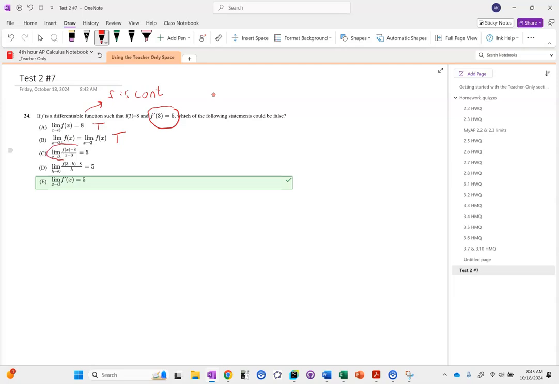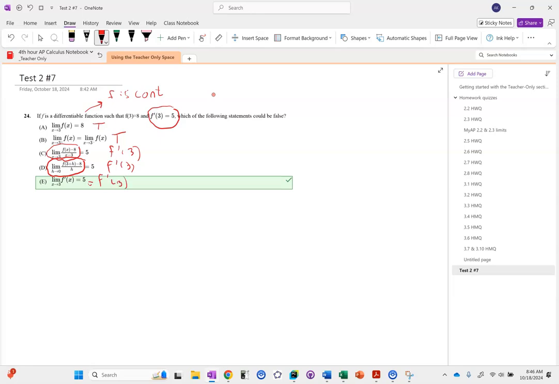If I look at this piece, that's the definition of f prime of 3 equaling 5. And I look at this piece, that's the other way we can write the derivative of f at 3, which is not this one. So note that this 5 is f prime of 3.